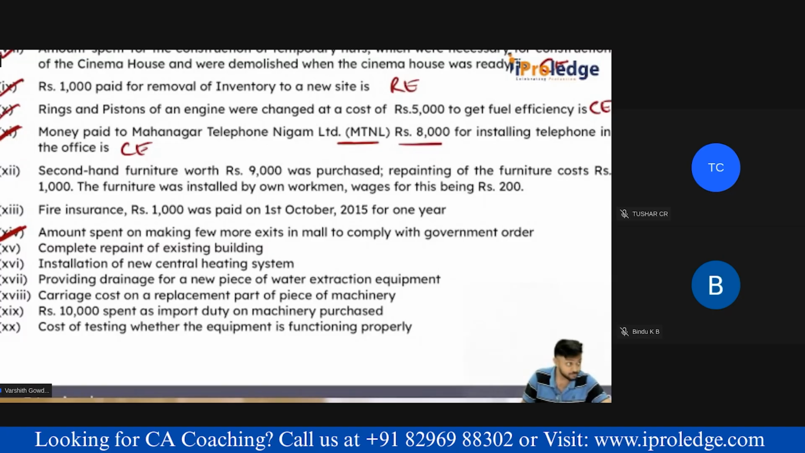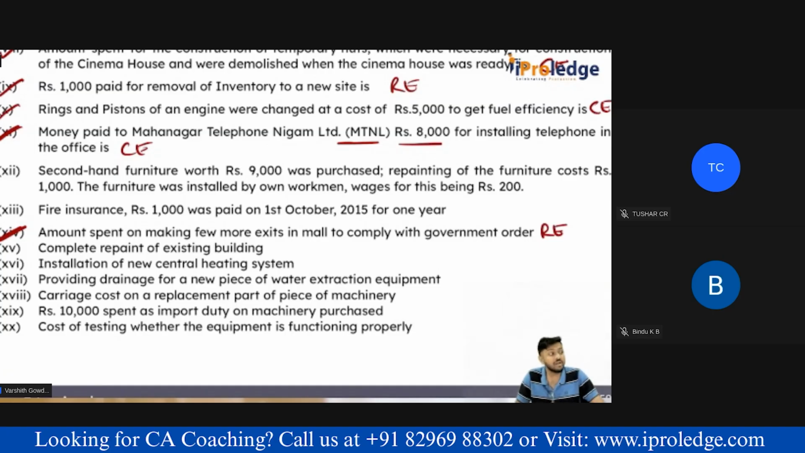Construction and all is happening. It is not increasing just because of creating more exits. Do you think my profits will increase, or will my capacity to earn profits? No. Just because I create 4 more exits, my capacity will not increase. No way. So it's a revenue. No way is there any efficiency.